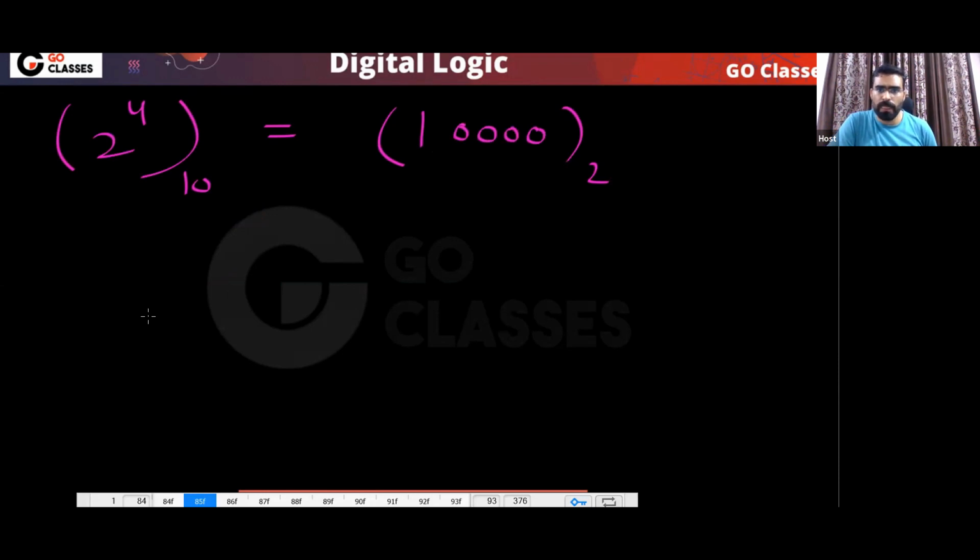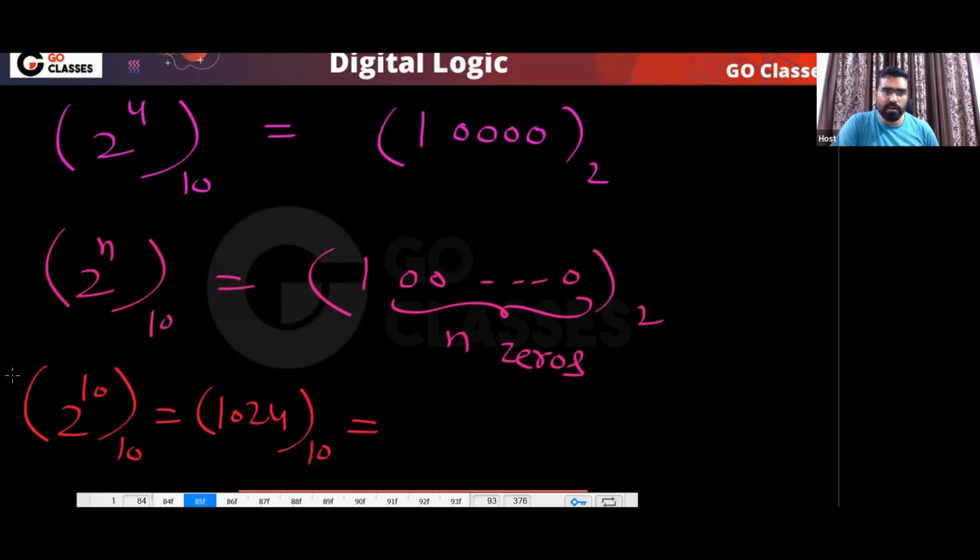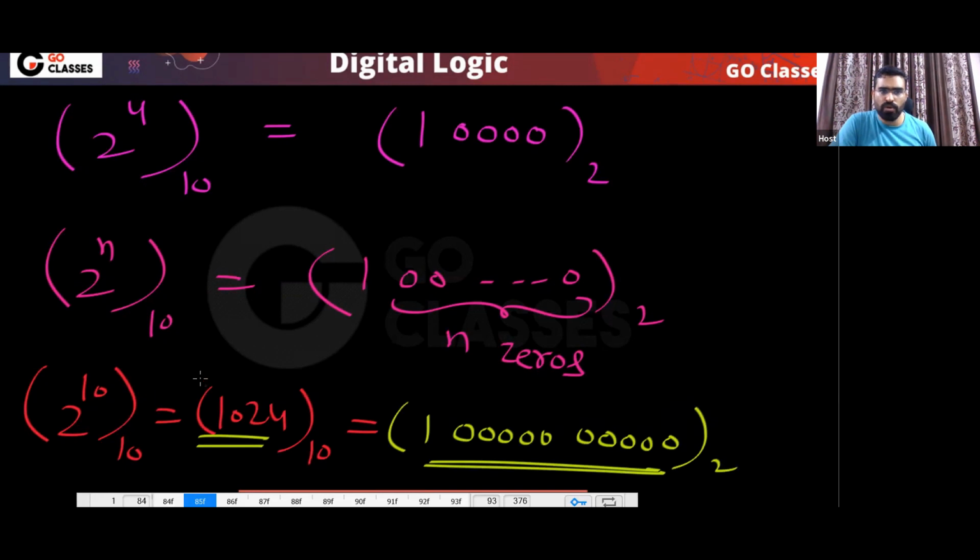So if you have 2 power n, then what will be in the binary? 1 followed by how many zeros? Followed by n zeros. Very simple. For example, if you want to find 2 power 10, 2 power 10 means 1024. That means 1 followed by 10 zeros. This will be your binary for 1024.